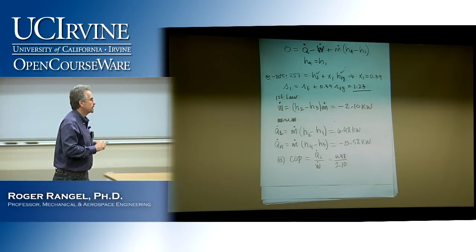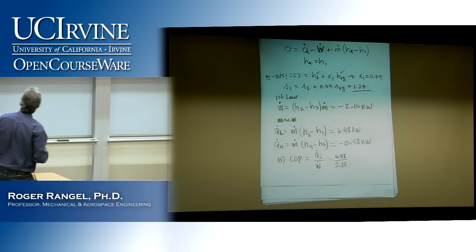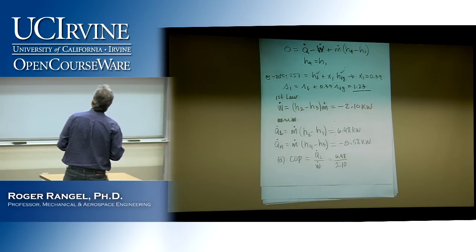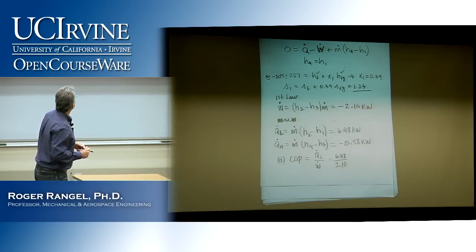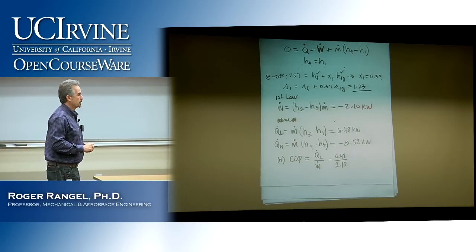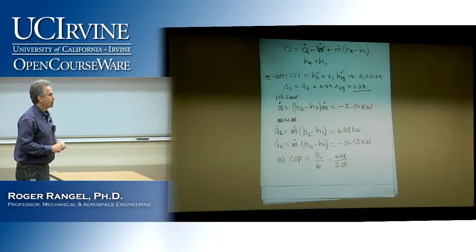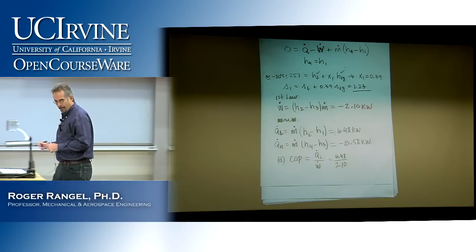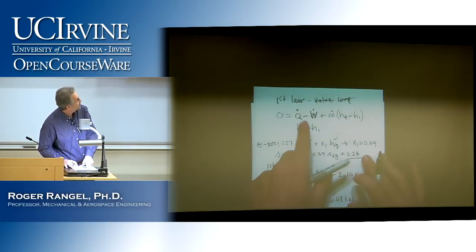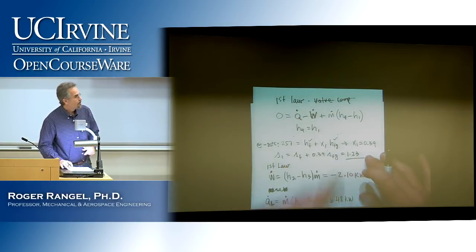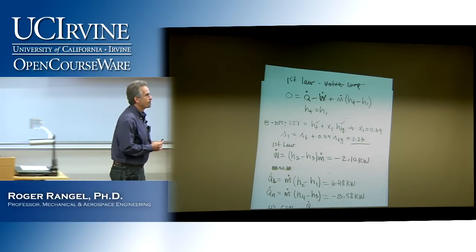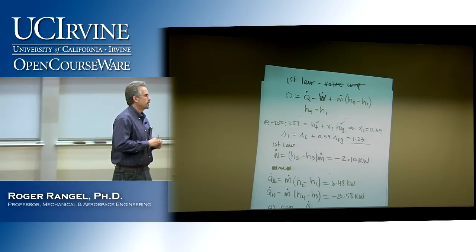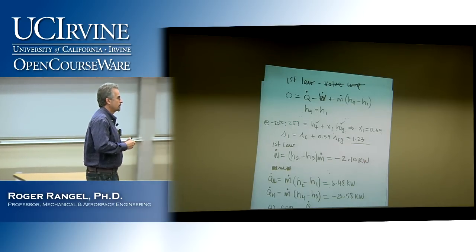There was a hand there. Yes. If you want to make QH positive on the test, would you lose points because you use the other convention? What is the other convention? We only have one sign convention, and that's reflected here. When we started working with cycles, QH and QL were always positive. When was that? Last year?